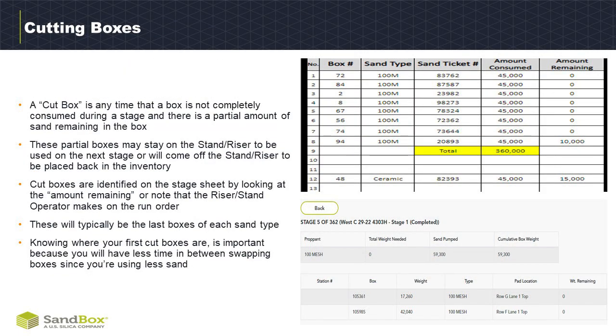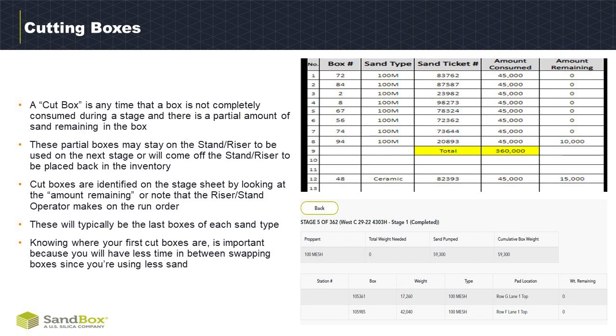Cutting boxes. A cut box is any time that a box is not completely consumed during a stage and will need to be closed, leaving a partial amount of sand remaining in the box. These partial boxes may stay on the stand or riser to be used on the next stage, or will come off the stand or riser to be placed back in the inventory.